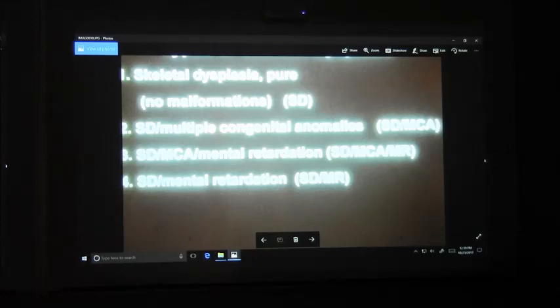Okay. Skeletal dysplasia pure. That's all you've got. You've got either epiphyseal, metaphyseal, or diaphyseal, or some combination of involvement, but no other features. Then we have skeletal dysplasia with multiple congenital anomalies, and I put SD/MCA for that. We have skeletal dysplasia with MCA, multiple congenital anomalies, and mental retardation. And again, each of these divisions helps you decide and increases the chances you'll be able to make a diagnosis. And here's skeletal dysplasia with mental retardation. Very few skeletal dysplasias just have mental retardation along with their skeletal dysplasia. A good example of this would be hypochondroplasia, which we will talk about a little bit later.